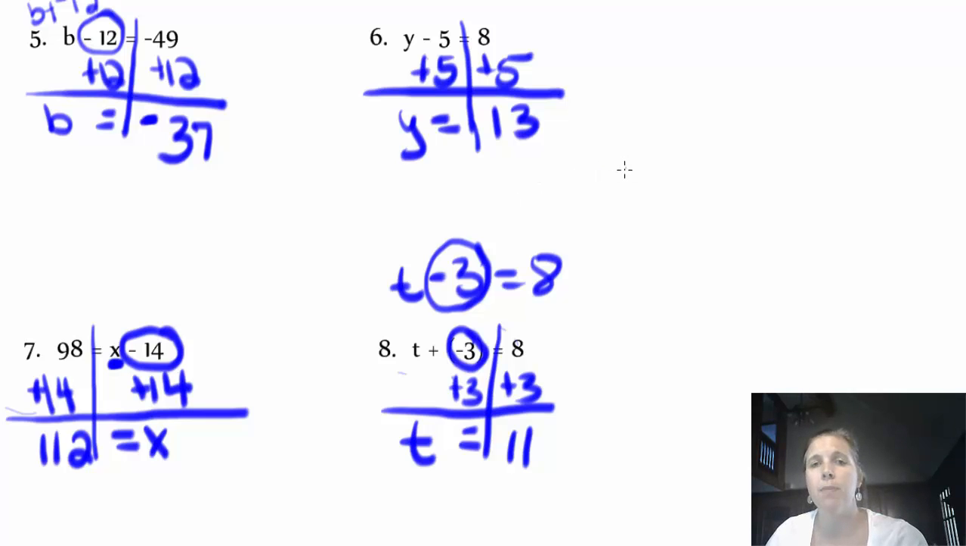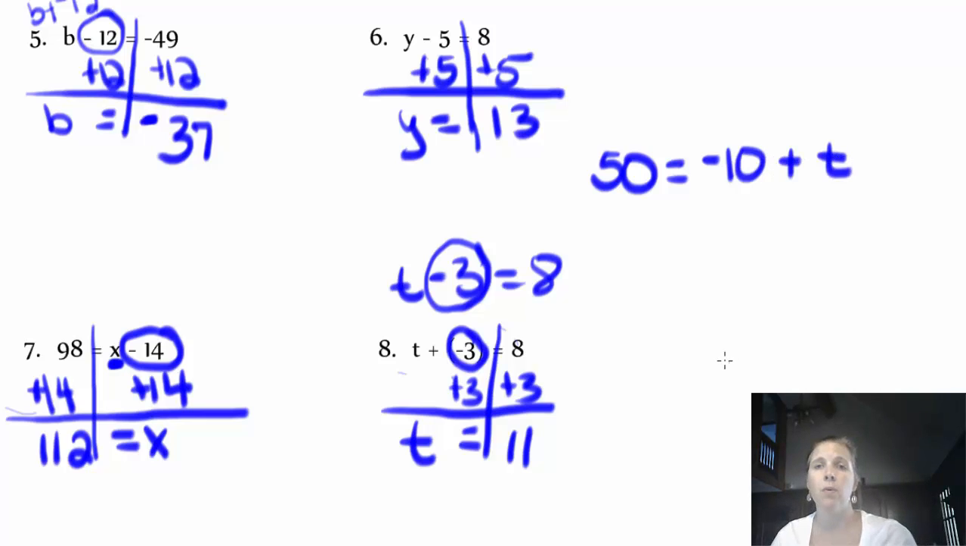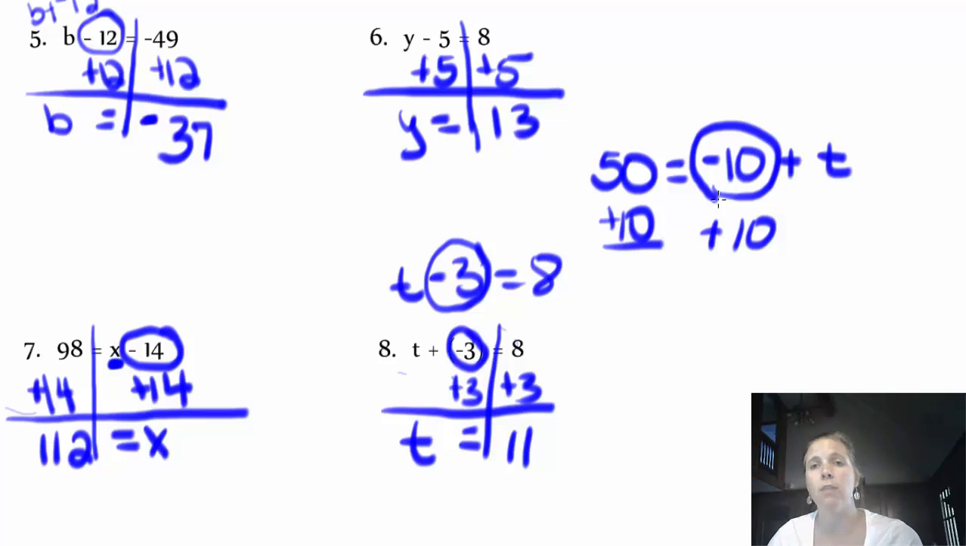Okay, I do want to write one over here that's not in here yet. If we had something where it was, I'm just going to make one up, 50 equals negative 10 plus t. So again, we look at what's in front of the 10, because eventually we'll get to where this is a minus as well. So then you add 10, because you want your t to be positive over here. So 50 plus 10 is 60 equals t.